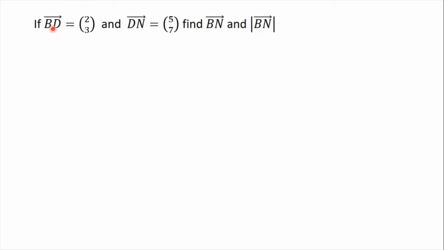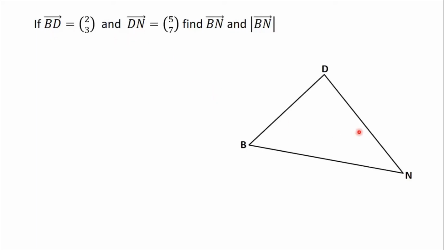Vector BD is equal to 2, 3, and vector DN is equal to 5, 7. Find vector BN and the magnitude of vector BN. So the 3 points here are B, D, and N. So I'm going to use these 3 points to draw the triangle. So B, D, and N. The question wants us to find vector BN. So that is our resultant vector. So vector BN is our resultant vector.